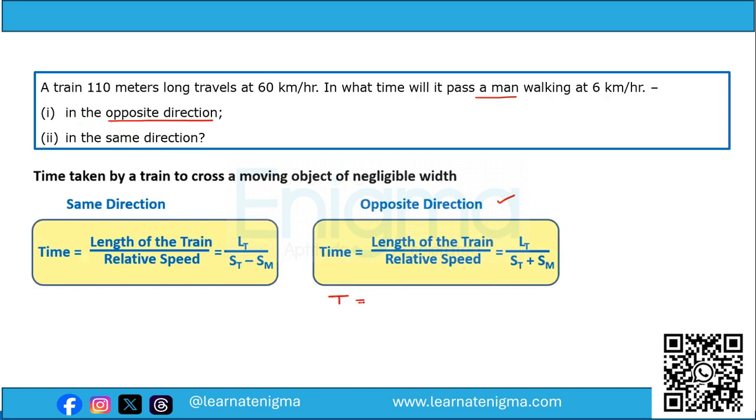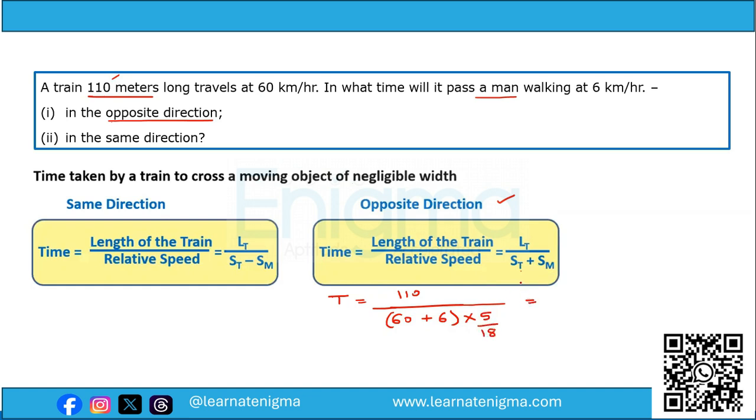So time is equal to length of train, which is given to us as 110, and relative speed, because it is in opposite direction, becomes speed of train plus speed of man. Now speed of train is 60, speed of man is 6, but both these are in kilometers per hour, but the length of train is 110 meters. So we'll have to convert this into meters per second. So you will have to multiply it by 5 by 18.